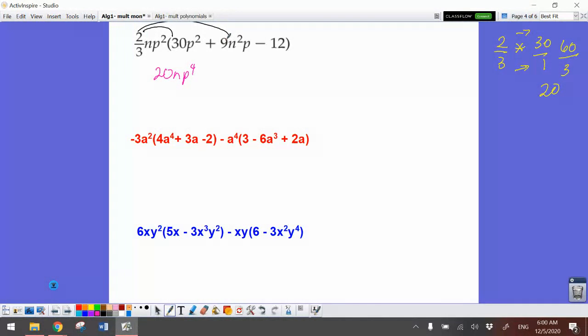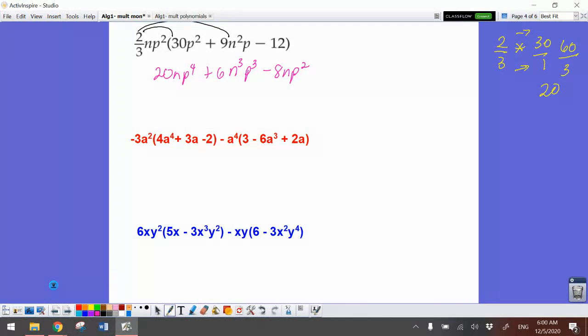2 times 9 is 18. Divide by 3. That's 6. 3 n's, 3 p's. And 2 times negative 12, that's negative 24. Divided by 3 is a negative 8. And that one has no n's or p's.